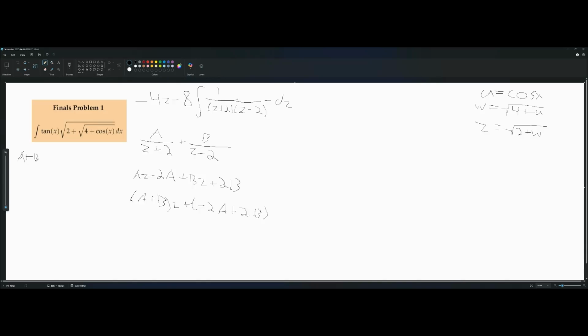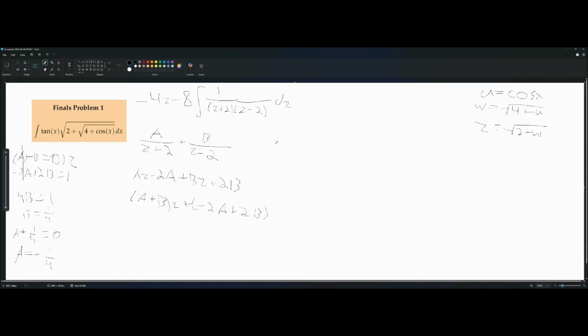a plus b equals 0. And then minus 2a plus 2b equals 1. I'll just multiply this by 2. These a's will simply cancel out, and we get 4b is equal to 1. And we get b is equal to 1/4. And then that gives us a plus 1/4 equals 0. That gives us a equals negative 1/4.